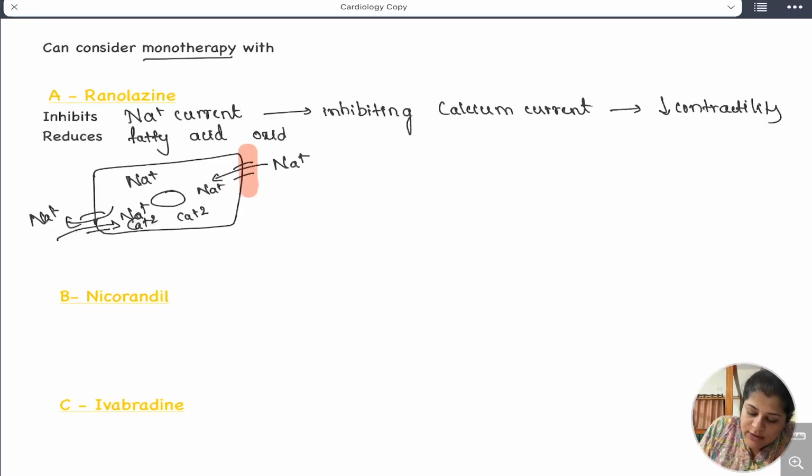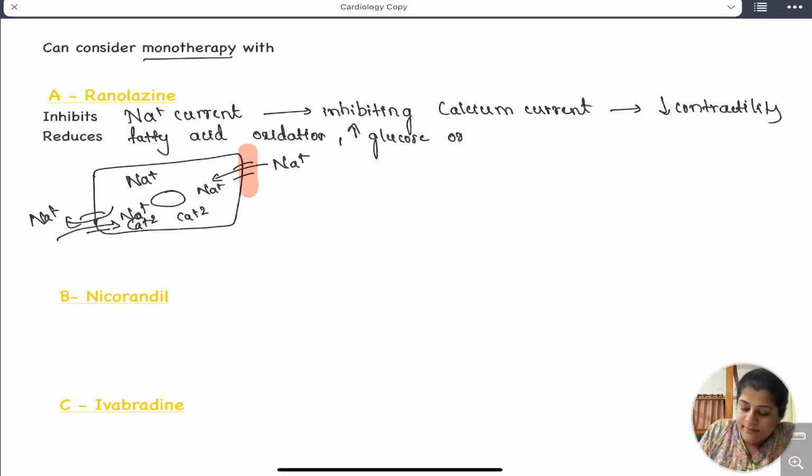This is your NEET question as well. Which anti-anginal medication actually reduces fatty acid oxidation? The answer is ranolazine, and it increases glucose oxidation. This is about ranolazine.